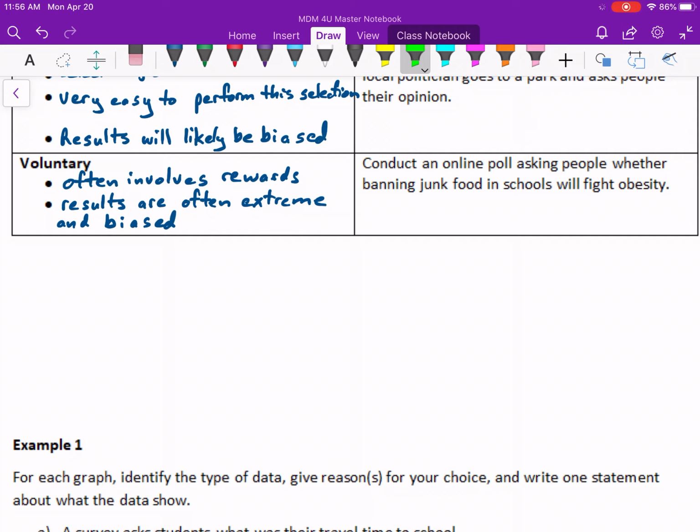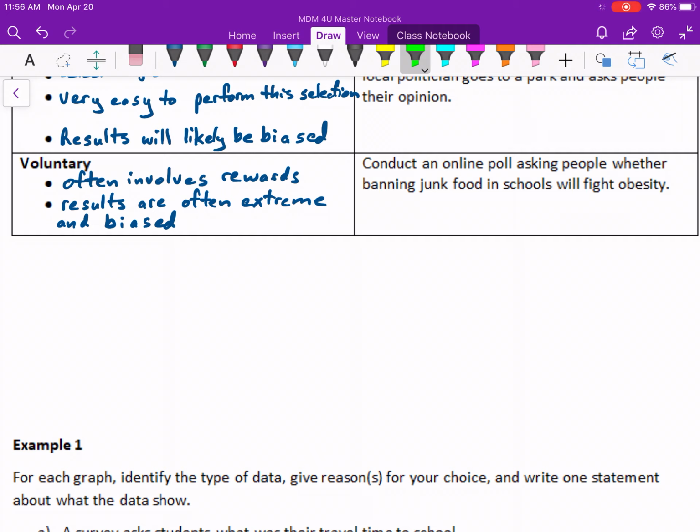Some people might feel very strongly against having junk food in school. They might be the only ones who respond to this survey, whereas people who don't care as much might not respond. And so again, we're going to get skewed results. All right, so a lot of information there.